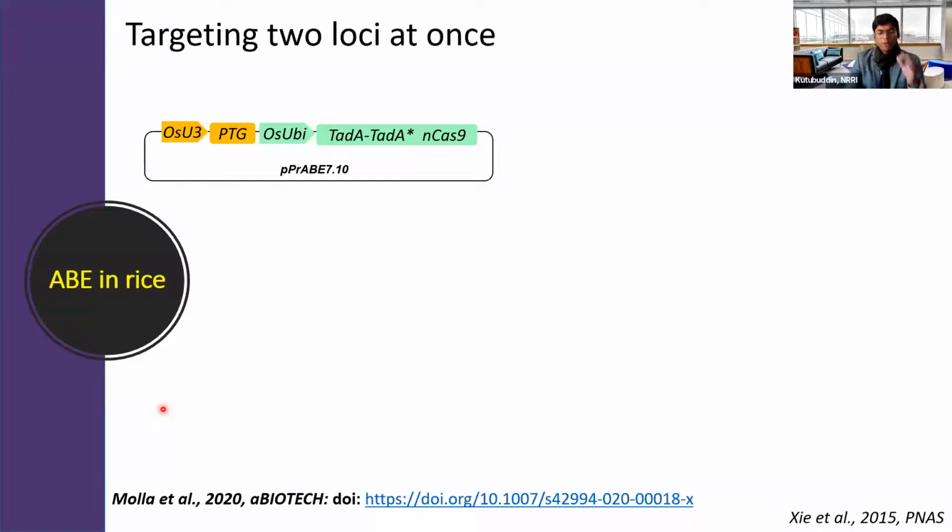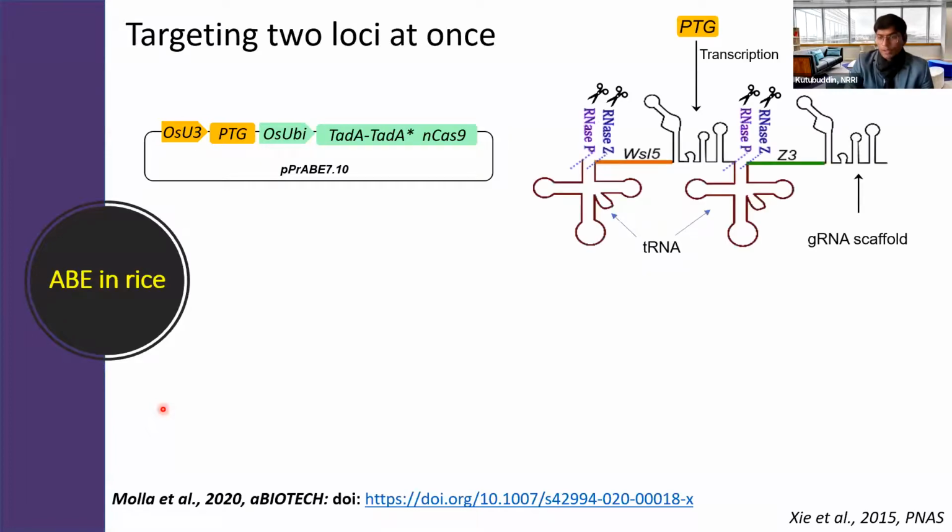Okay, so what we tried when this technology came, we thought to apply it for plants. So we tried to apply adenine base editor in rice, and we made several vectors. And what we did, we tried to target two different single nucleotide mutations at two different genes in a single go. So the first gene was WSL5 and another was Z3. And I'm not going into details of this complex technology.